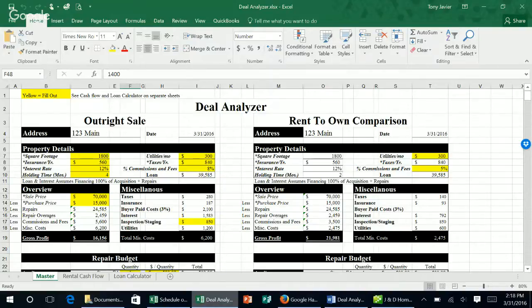All right, so let's jump right into the deal analyzer. All right, so here it is. You've got on the left side, we do a lot of rent-owned properties.